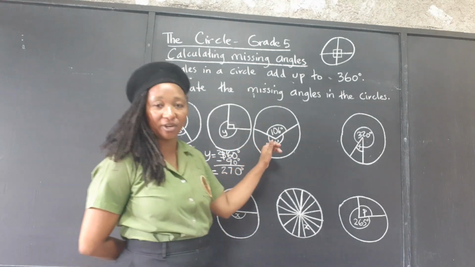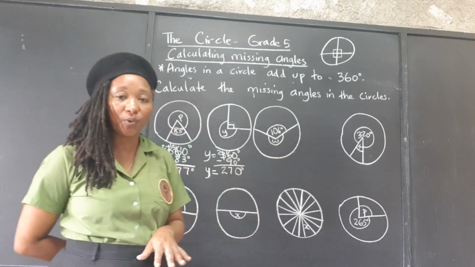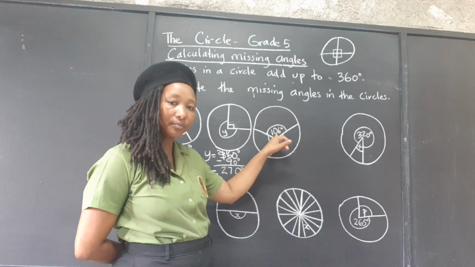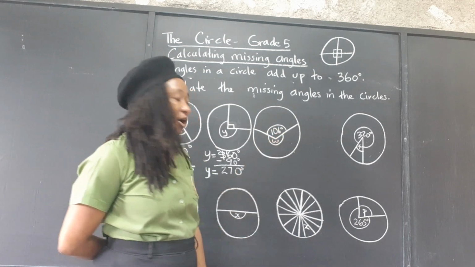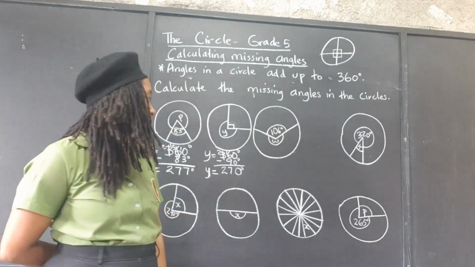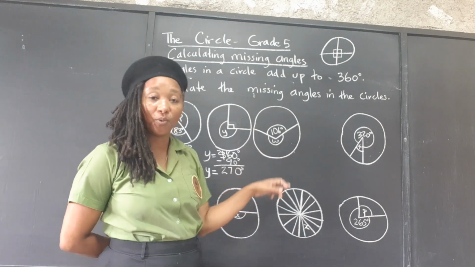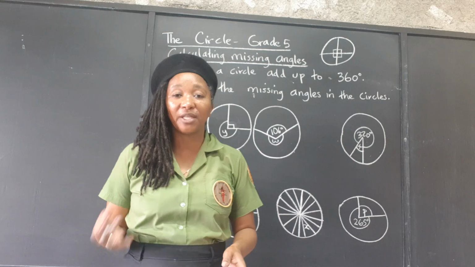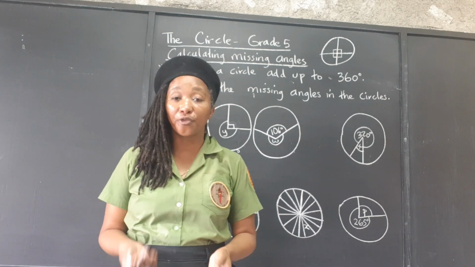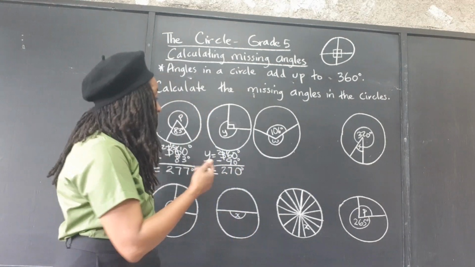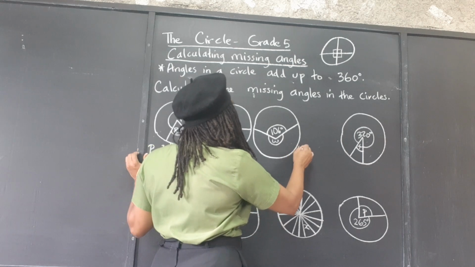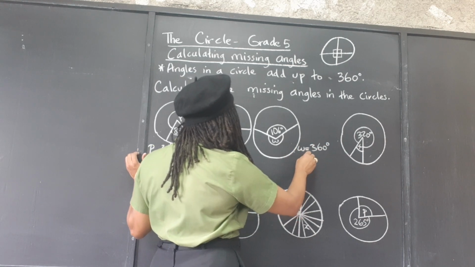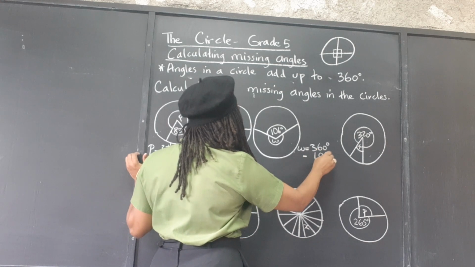Alright, how about this circle? It's divided into 2 angles. We know one of them is 106 degrees. We need to know the other one. But it's easy for us because we know that the 2 angles must add up to 360 degrees. So since we know that, angle W is going to be 360 degrees minus 106 degrees.